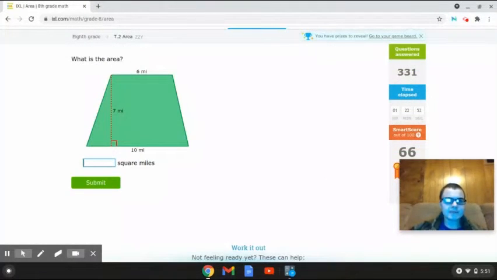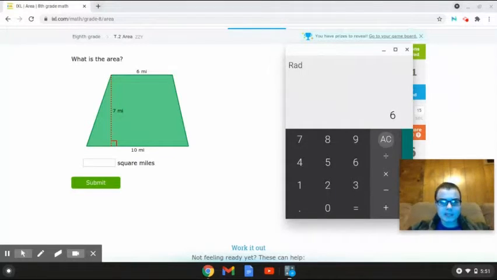Okay, so this next problem reads, what is the area? So as we can see here, base 1 on this trapezoid is 6 miles, base 2 is 10 miles, and the height is 7 miles. And the way that we're going to be solving for the area is like we did before in the last problem. We're going to simply be doing base 1 plus base 2 divided by 2, and then we're going to multiply that answer times the height.